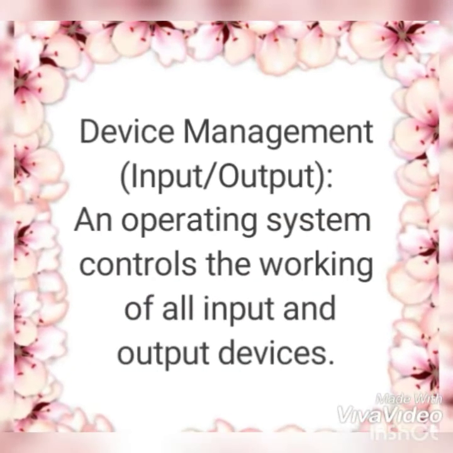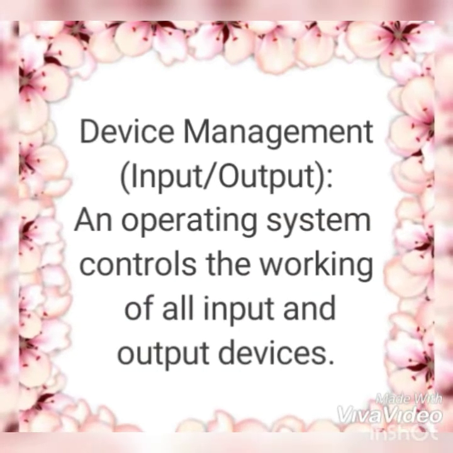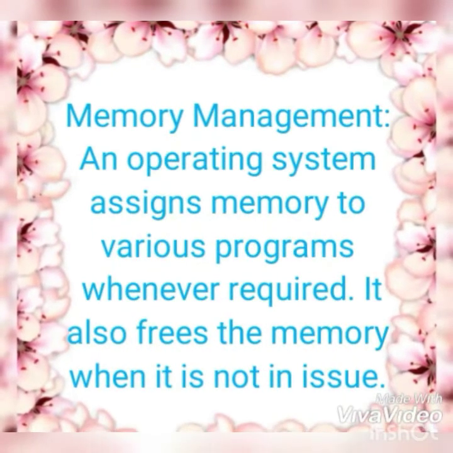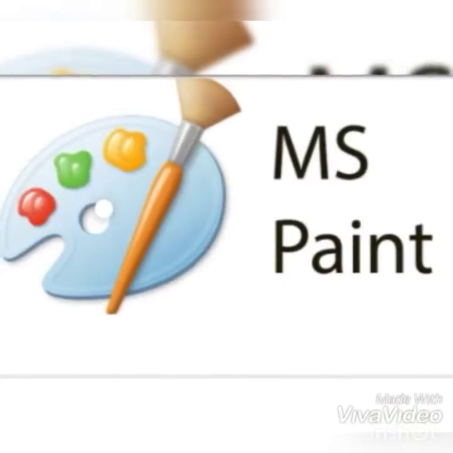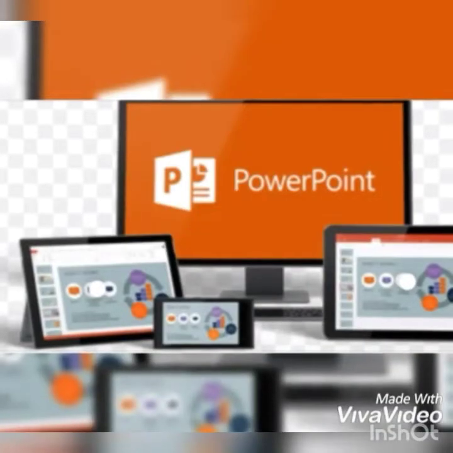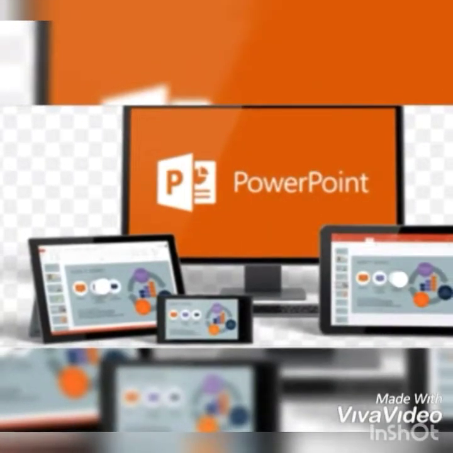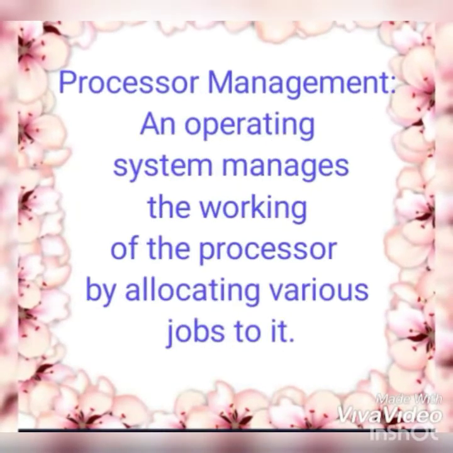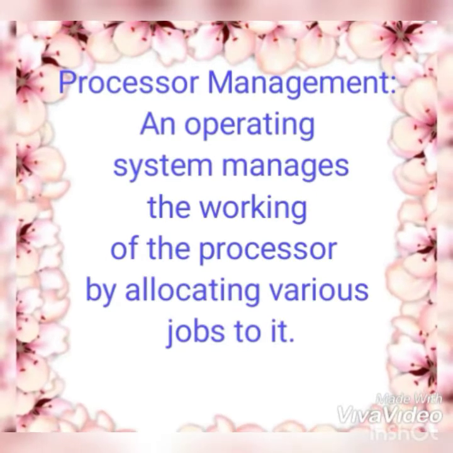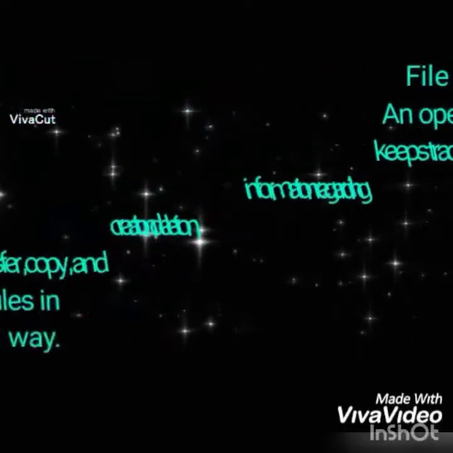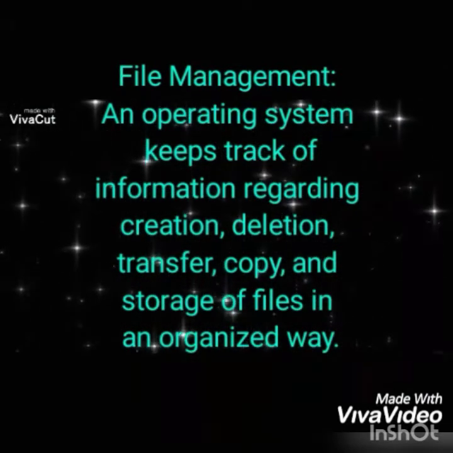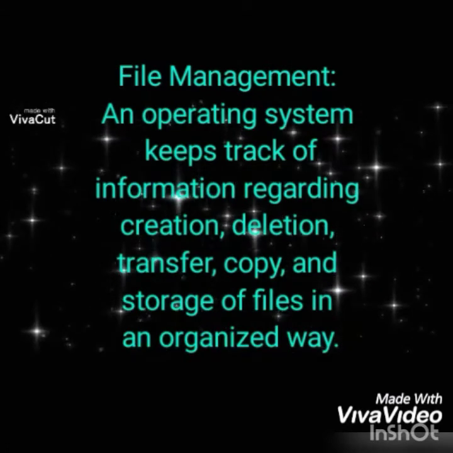An operating system controls the working of all input and output devices. An operating system assigns memory to various programs whenever required. It runs the application software like MS Paint, Microsoft Word, MS PowerPoint, etc. An operating system manages the working of the processor by allocating various jobs to it. An operating system keeps track of information regarding creation, deletion, transfer, and storage of files in an organized way.